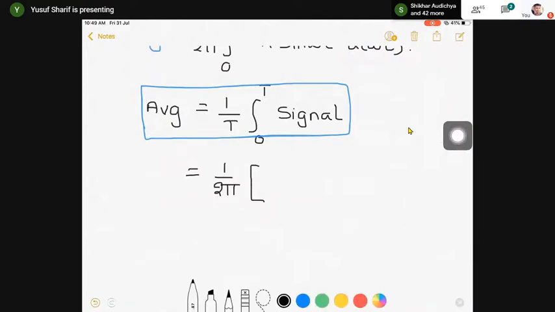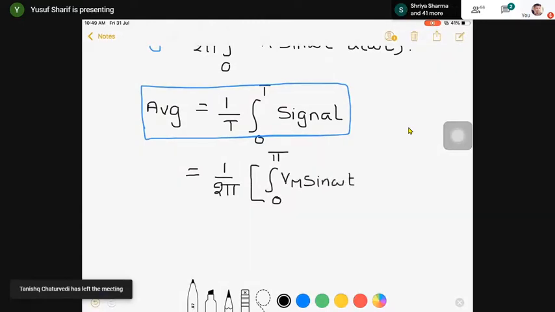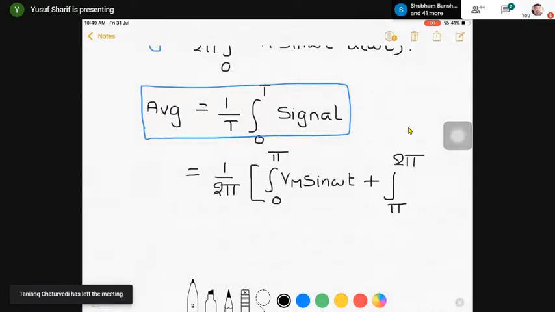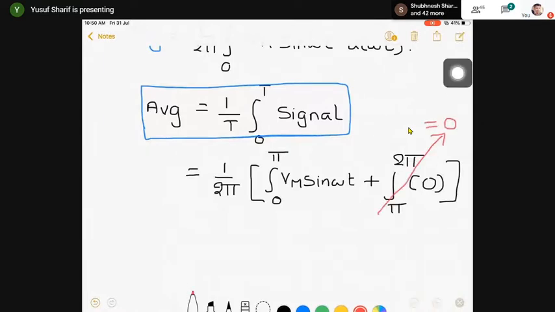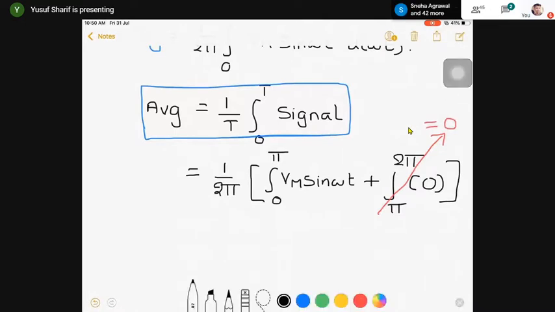So what do we have? It is 0 to pi Vm sin omega t, plus pi to 2 pi, and what is it? What is the signal there? The signal is nothing, it is simply a 0, right? So this entire part will be equivalent to 0. And if you solve this, the final result that you'll get is Vm by pi. This is the average value.